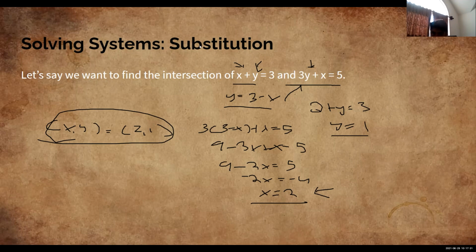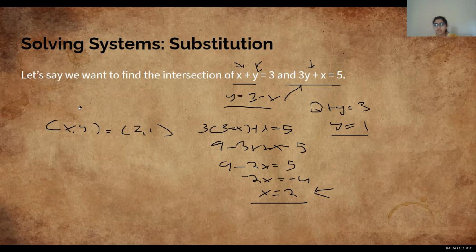And in order to check if I got the right answer, I can put these values inside my equations. So remember, 2 plus 1 is equal to 3. And then 3 times 1 is 3. 3 plus 2 is equal to 5. So both of my values are correct. Yeah. Does that help? They haven't said anything else in the chat, so I think that it did help.